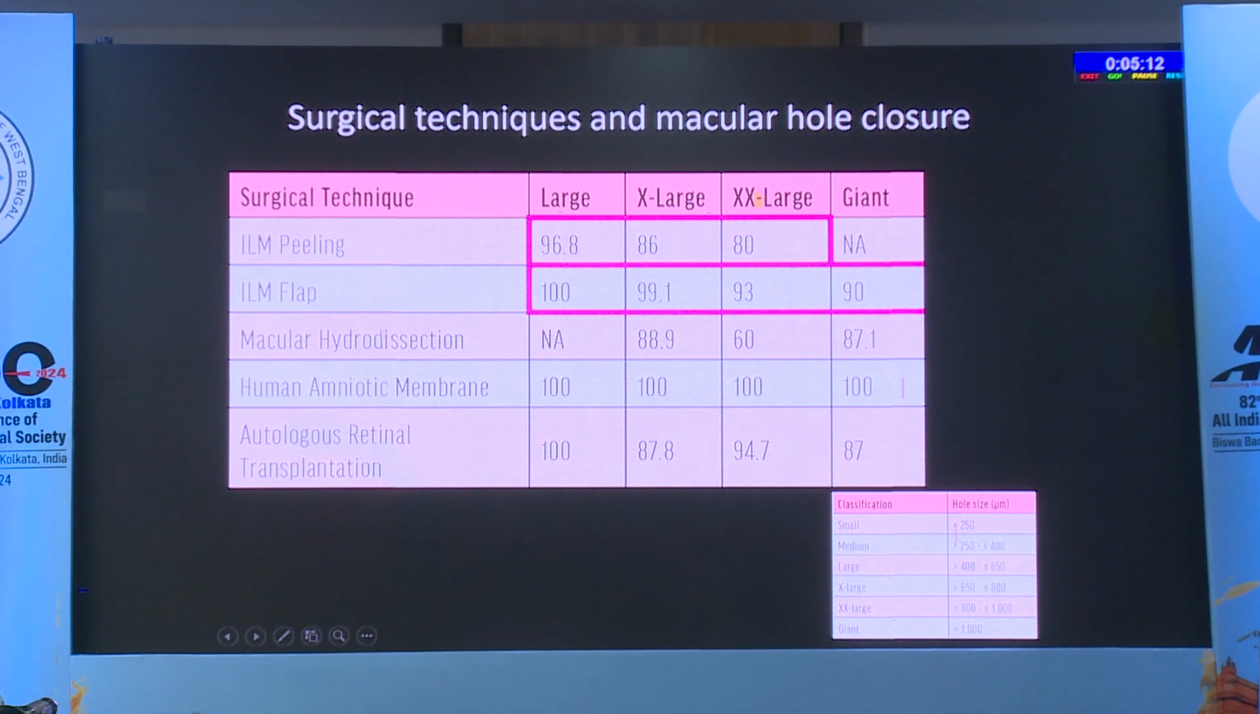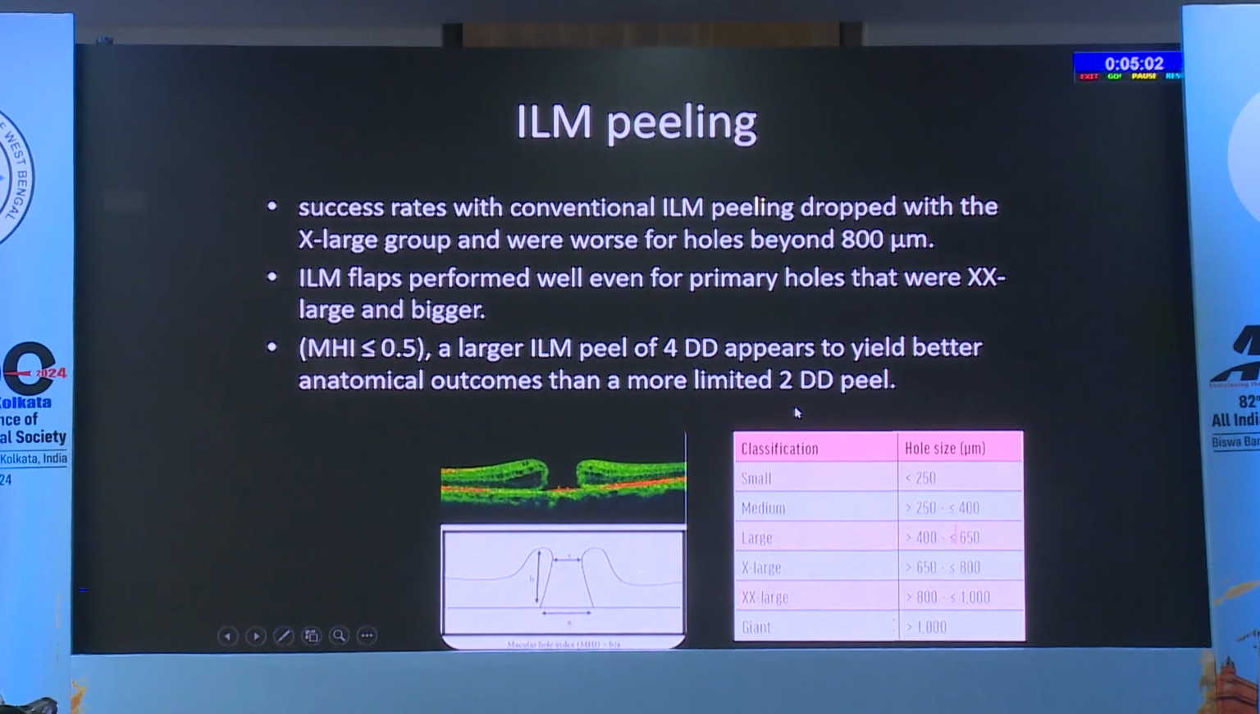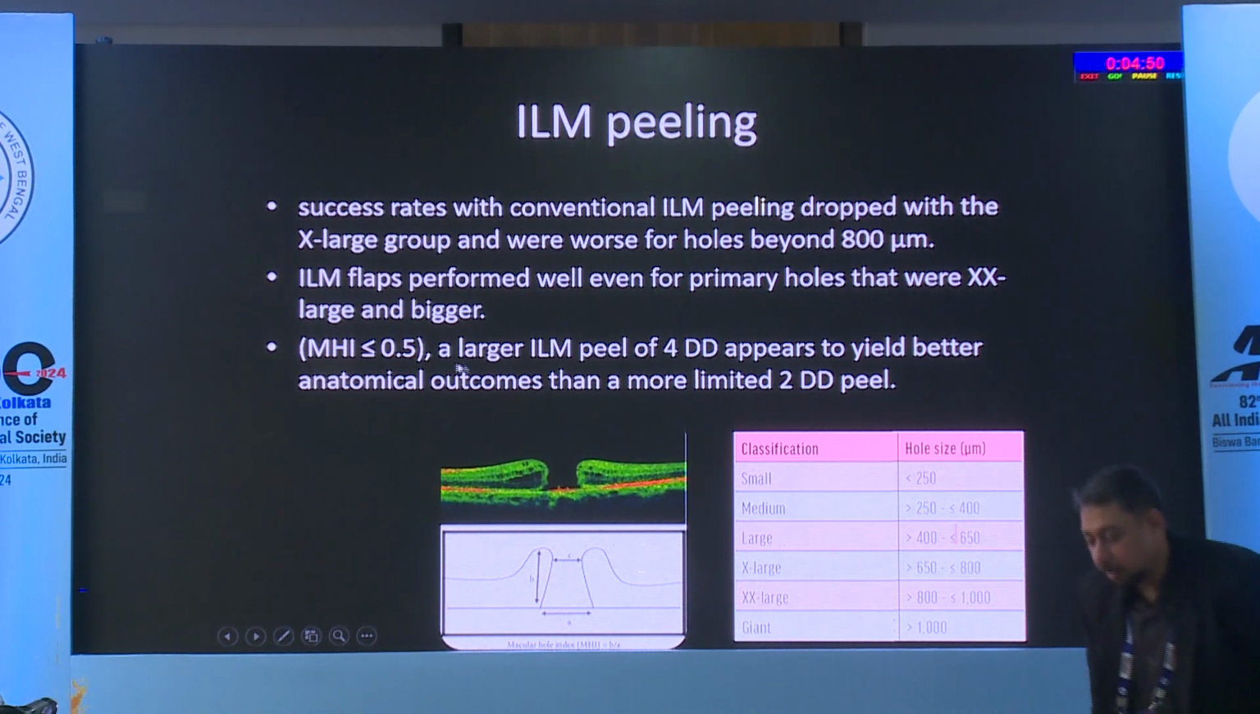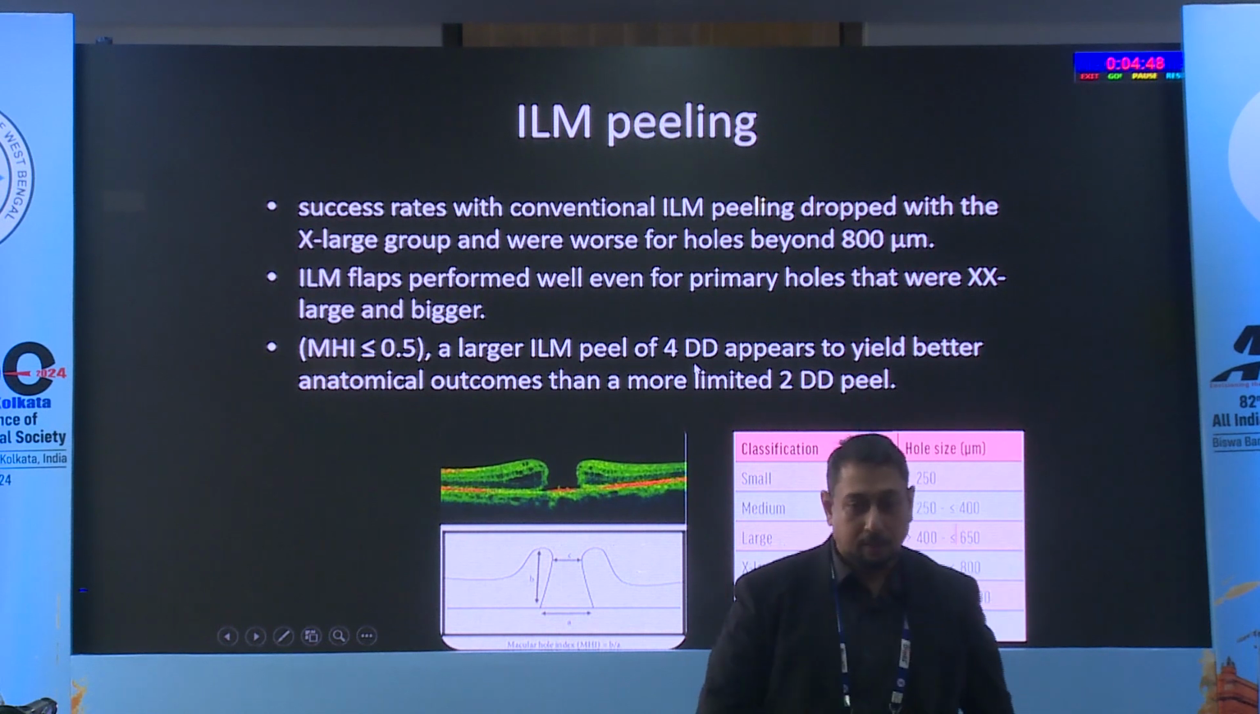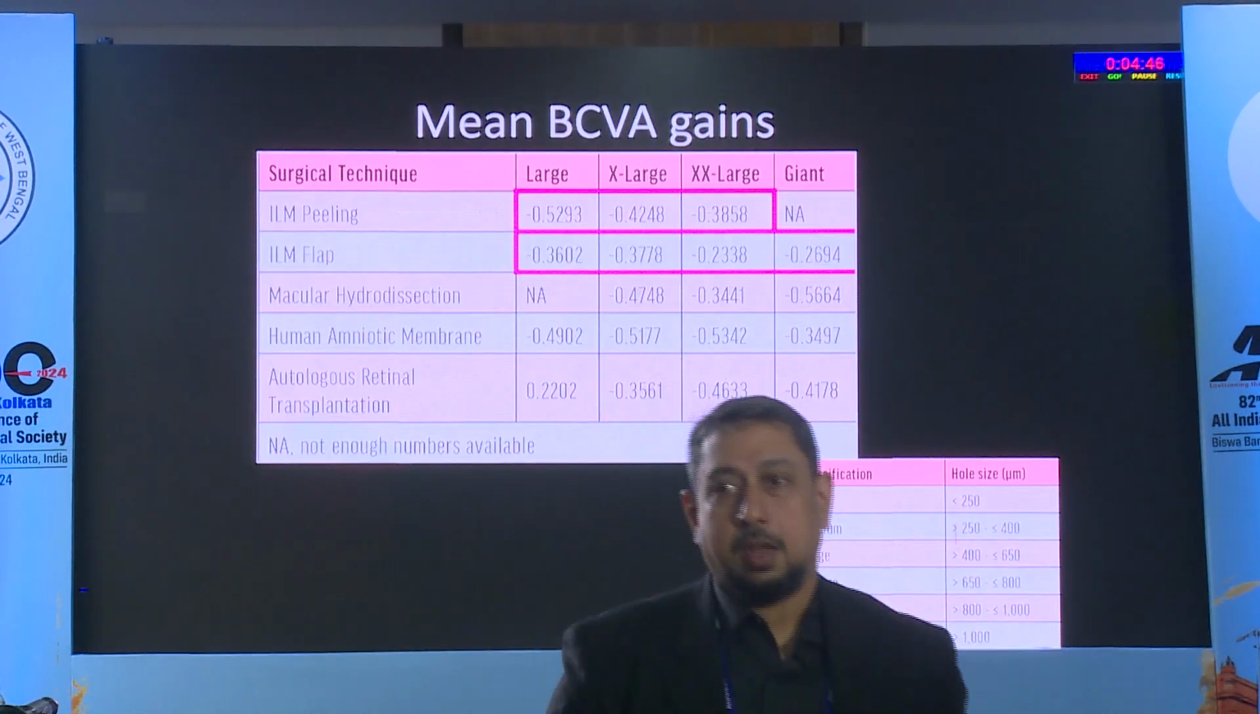The ILM peel and ILM flap work for the mild to moderate sized holes. The macular hydrodissections, human amniotic membrane and autologous retinal transplantation work for the larger sized holes. ILM peeling, definitely, works well for the small to medium sized holes. ILM flaps also can be considered for larger holes, but one needs to look at if somebody has got a macular hole index of less than 0.5, a larger ILM peel should be done for a better outcome of the surgery.